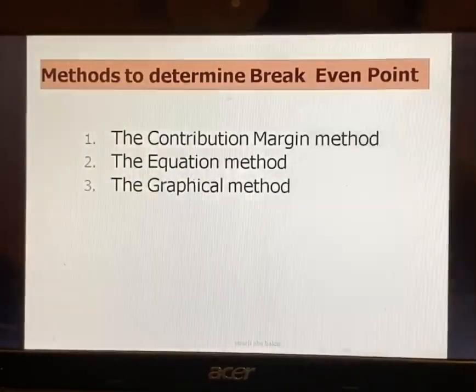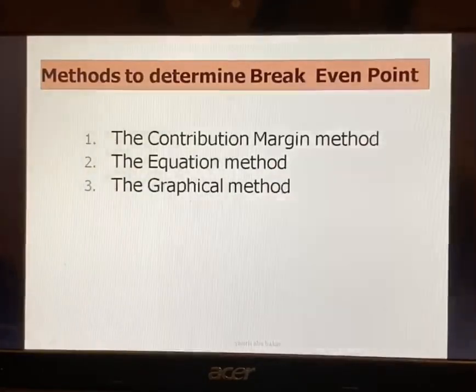So there are 3 methods to determine the break-even point. Number 1, the contribution margin method. Number 2, the equations method or the mathematical method. And the third is the graphical method.